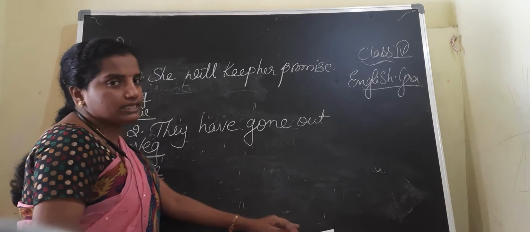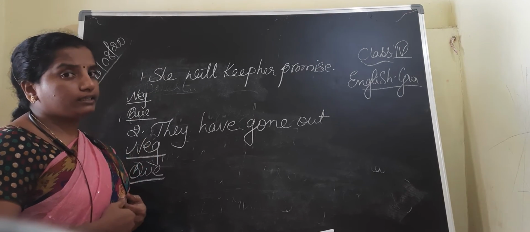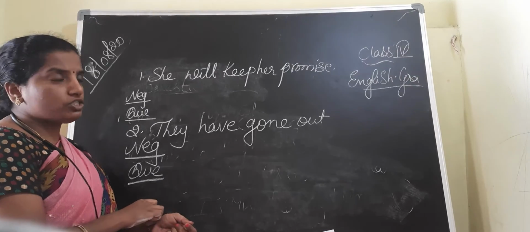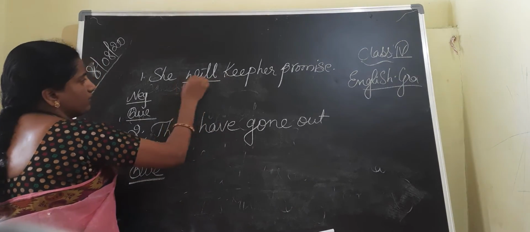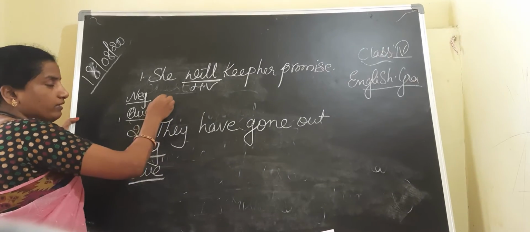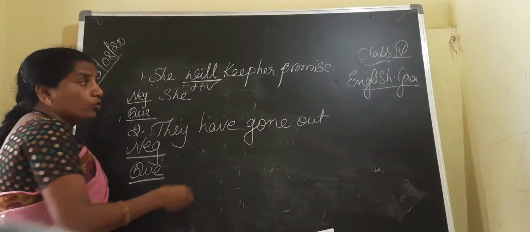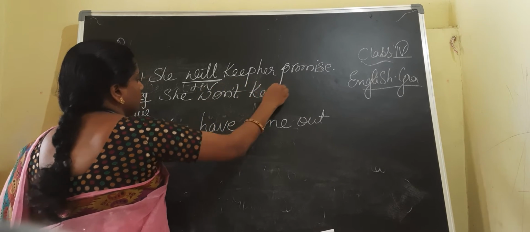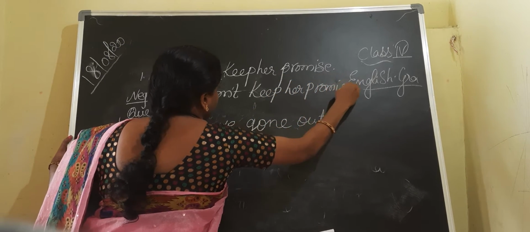After discussing these two examples, we will move on to how we can write the negative form with the main verbs. Now if you see our first statement, children, she will keep her promise. Here what is the helping verb? Will. Will is the helping verb. Easily you can identify will. So what will be our negative form? She will not, meaning won't. She won't keep her promise.